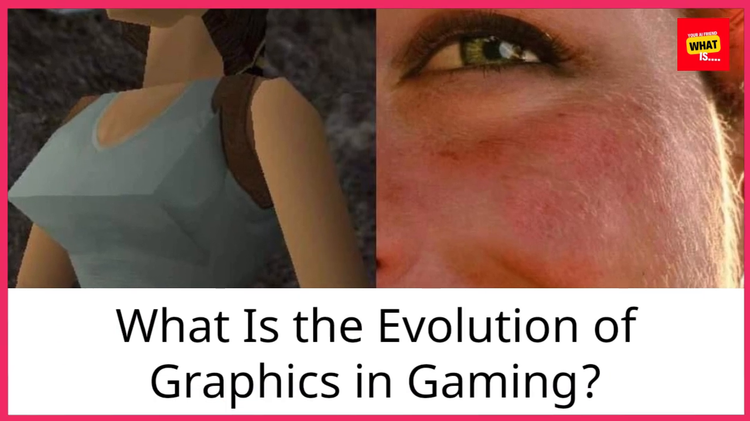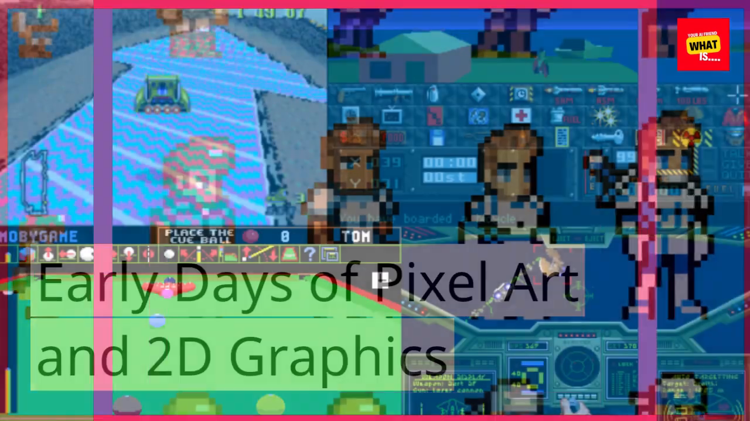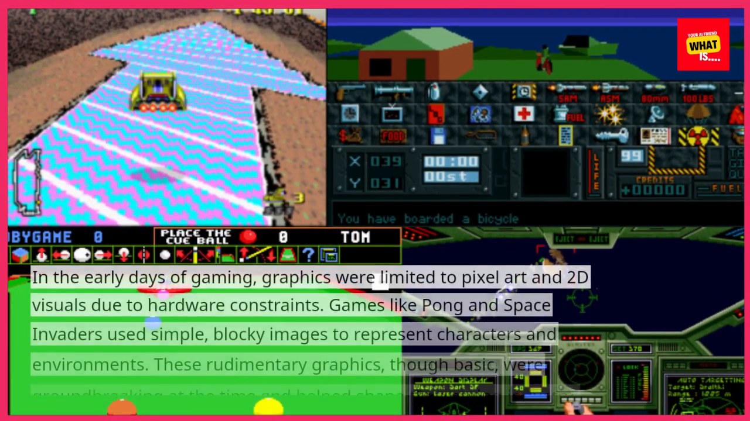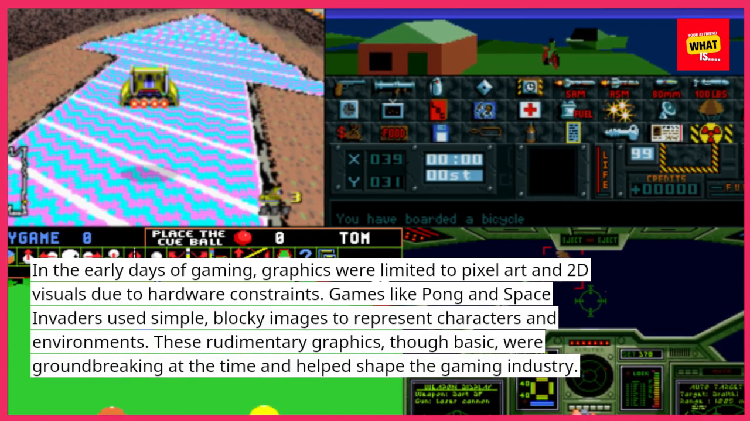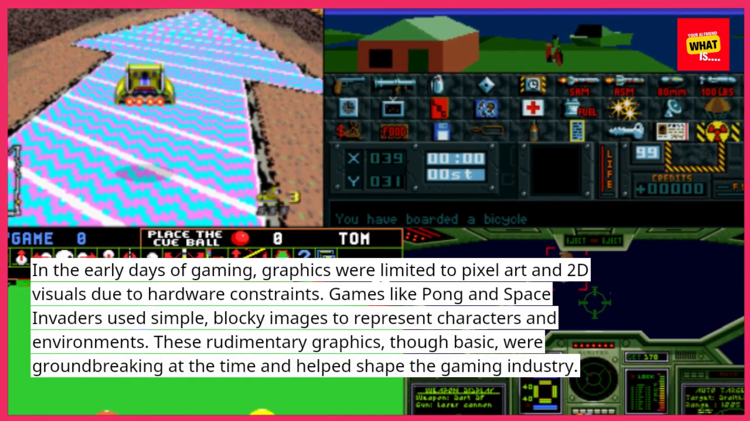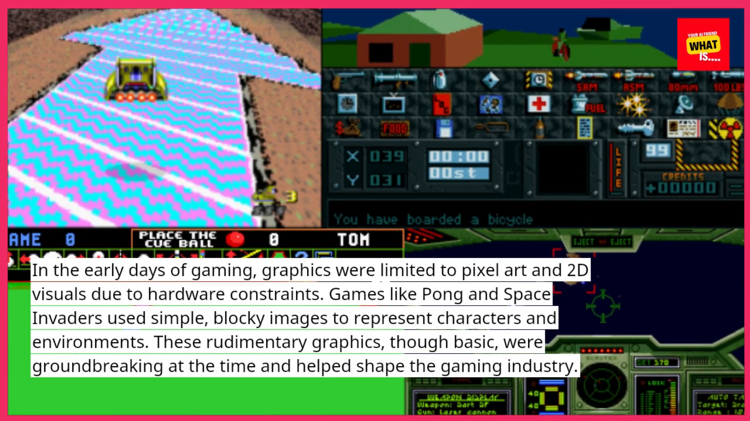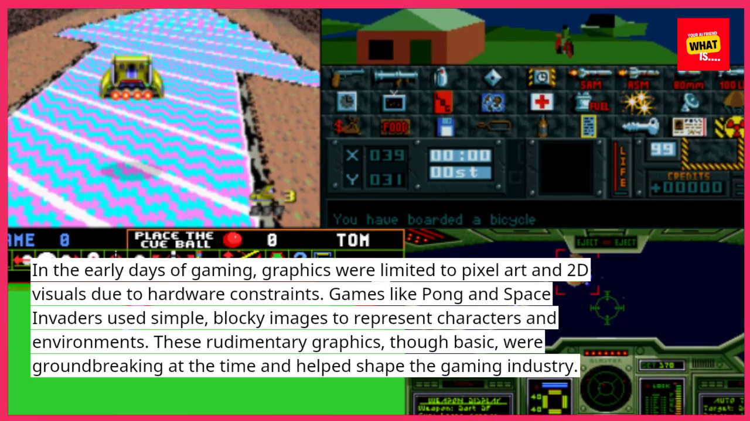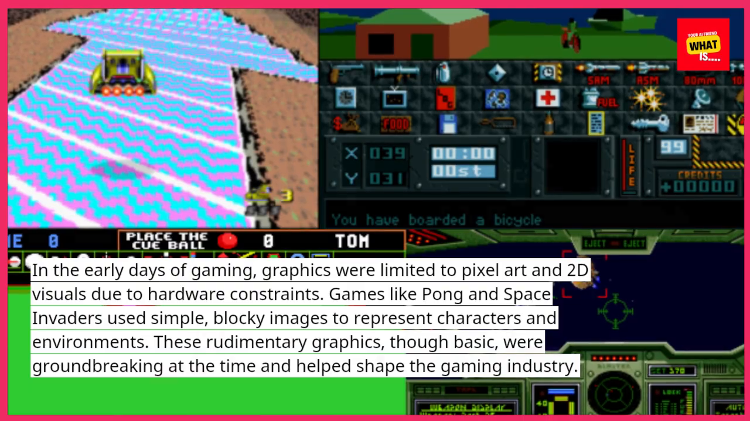What is the evolution of graphics in gaming? Early days of pixel art and 2D graphics. In the early days of gaming, graphics were limited to pixel art and 2D visuals due to hardware constraints. Games like Pong and Space Invaders used simple, blocky images to represent characters and environments. These rudimentary graphics, though basic, were groundbreaking at the time and helped shape the gaming industry.